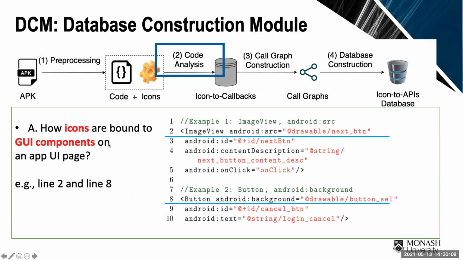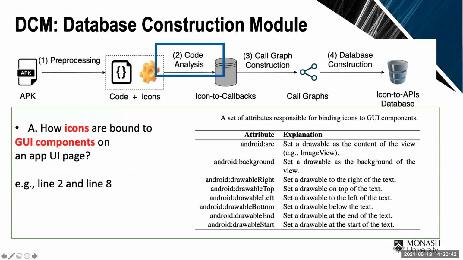For the first question, we analyze how icons are bound to GUI components on an app UI page. We observe that icons are generally bound through XML attributes in the app's layout configuration files. For example, example 1, the source of an image view, and example 2, the background image of a button. The listing shows the examples on line 2 and line 8. The table on the right summarizes the list of all the attributes we have considered in this work.